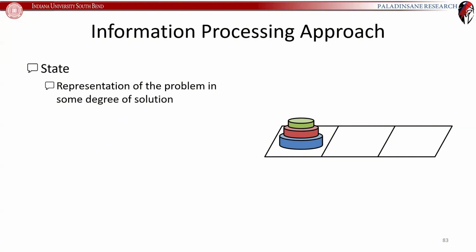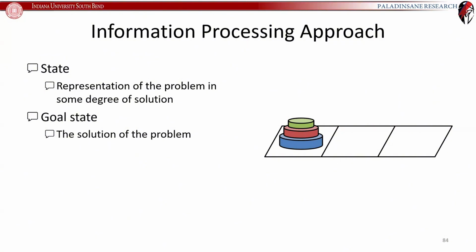So a state is a representation of the problem at some degree of the solution. And we have two special states. We have your initial state, and that's your start state. So this is the initial state here. You've got three disks on space 1, no disks on space 2, no disks on space 3. That's your initial state. We have your goal state, and this is your solution to the problem.